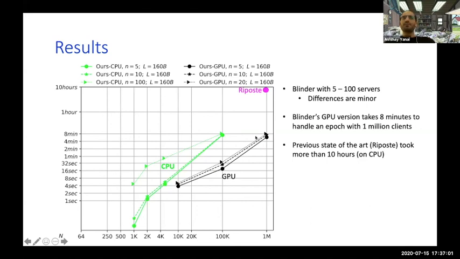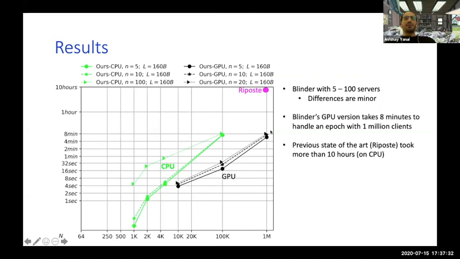As a comparison, if you look at Riposte, with 1 million clients, it would run for over 10 hours. And it is also estimated to run at the same time even if it was implemented using a GPU, because AES gains much of its efficiency because it is hardwired into the CPU, but it's not hardwired into the GPU.